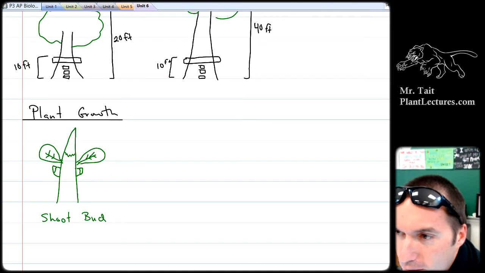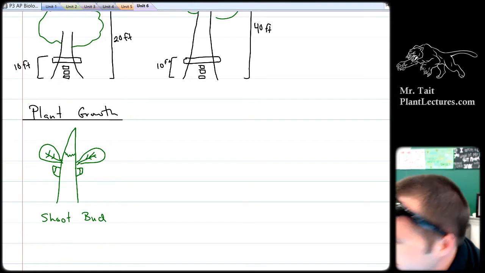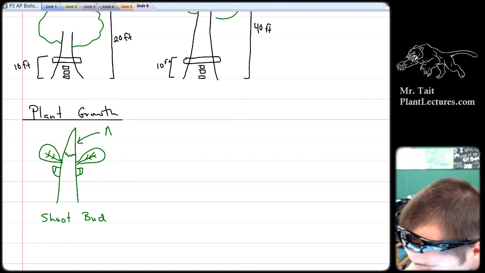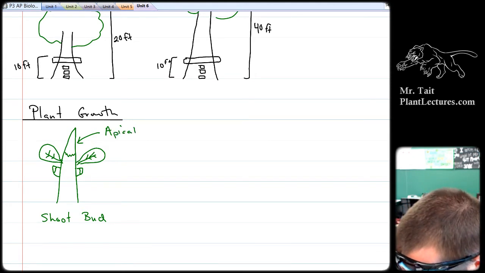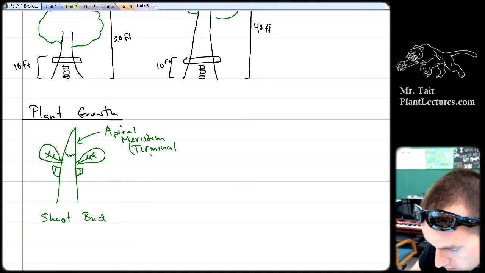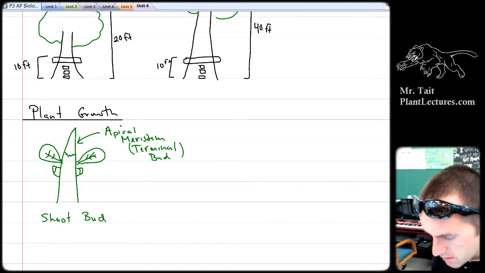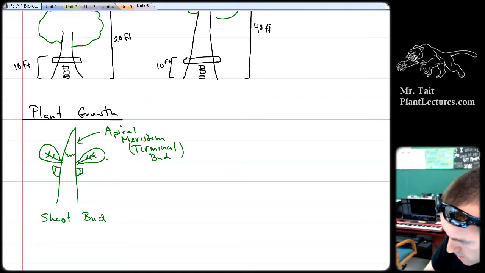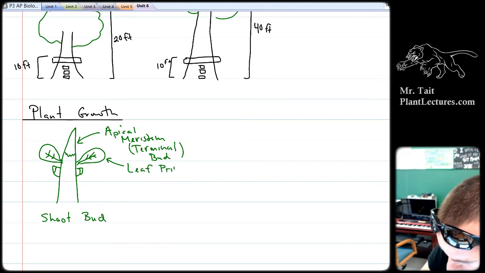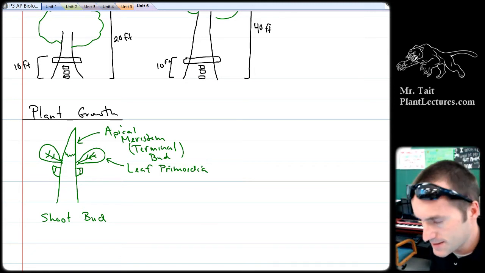So, this thing has a lot of parts. Up here, this is called the apical meristem. Sometimes it's referred to as a terminal bud. This part here is called leaf primordia, which basically just means it's the beginnings of a leaf, right?